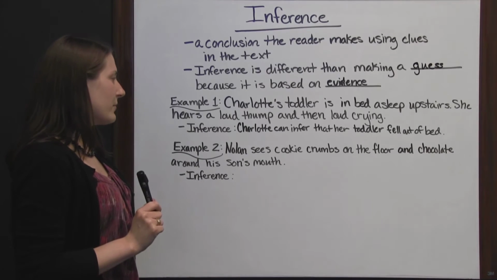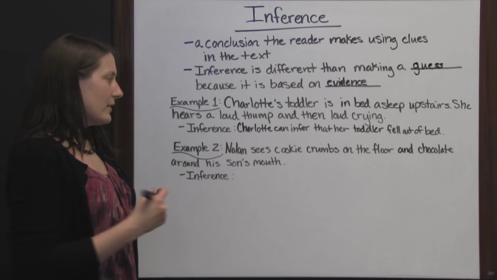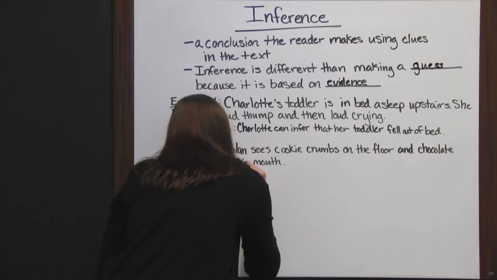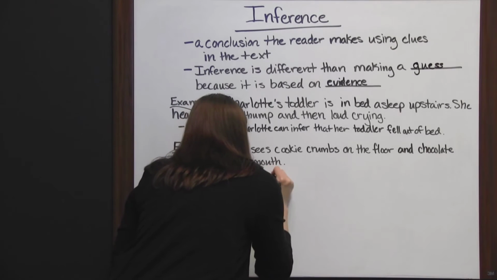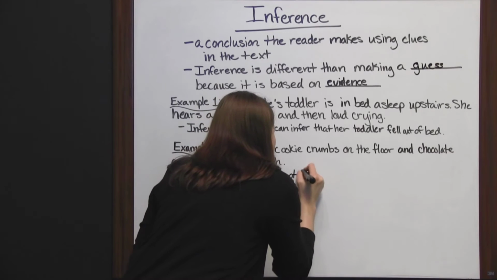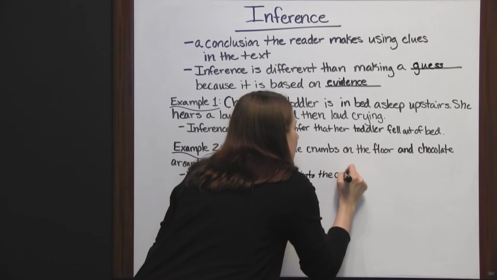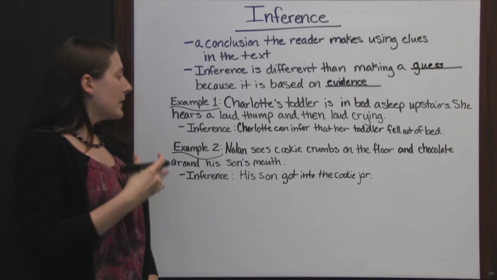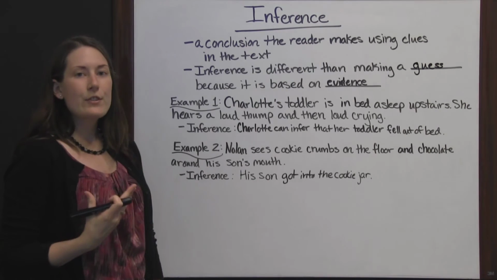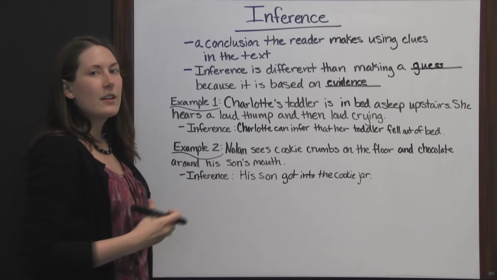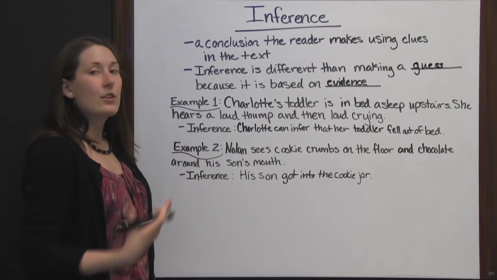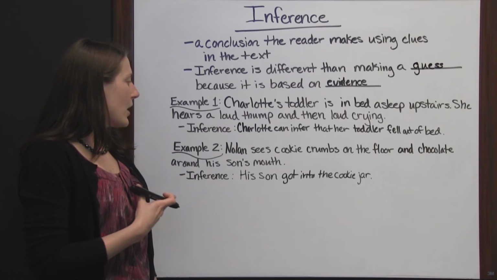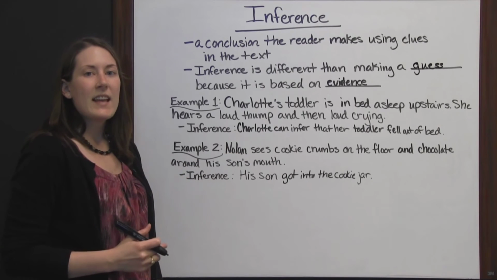Nolan sees cookie crumbs on the floor and chocolate around his son's mouth. So cookie crumbs on the floor, chocolate around his mouth is going to tell you that Nolan's son got into the cookie jar. And it may not be the cookie jar, it may be that he got into a pack of cookies, but you don't really know the rest of that. You just know that if there are cookie crumbs on the floor and chocolate around his son's mouth, that the kid got into cookies somehow. So you can infer he got into a cookie jar or a pack of cookies without the author explicitly saying that to you.